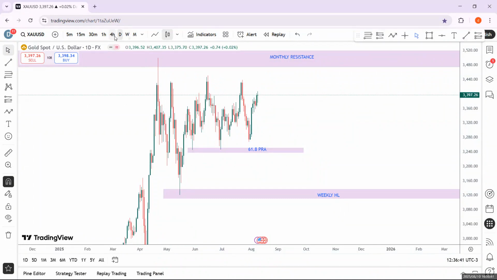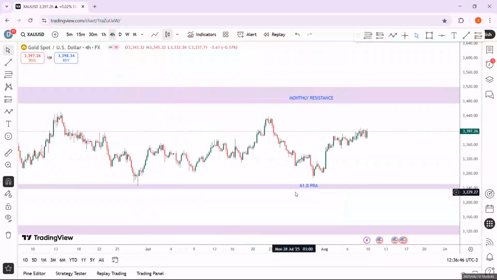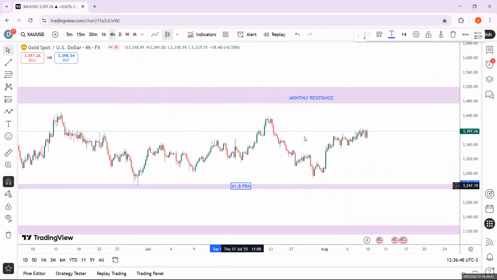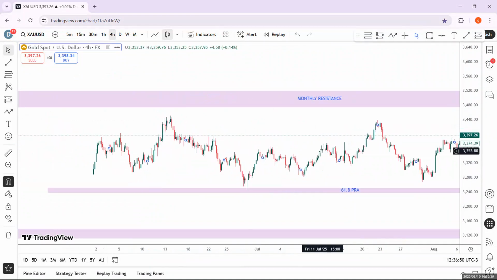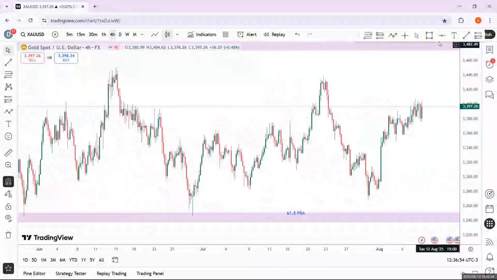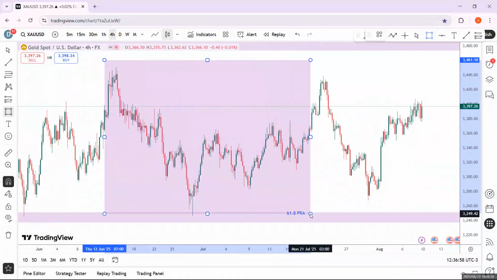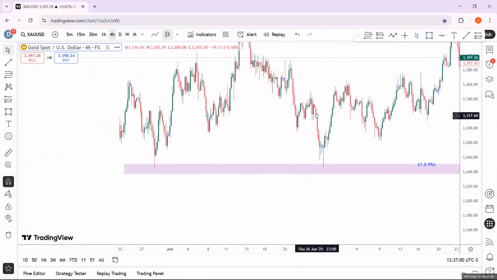So we'll now take that movement to the 4 hour time frame. Like we said, this is our new range of focus, the 61.8 PRA, which is from the daily time frame to the monthly 61.8. So what are we focusing on? Just like we saw, we are focusing on all of these bearish structures that brought prices down to the 61.8.